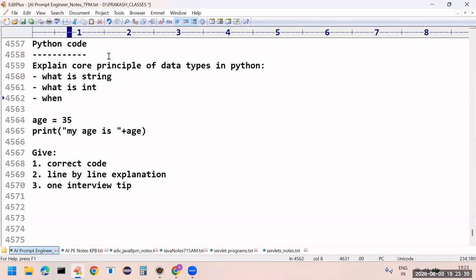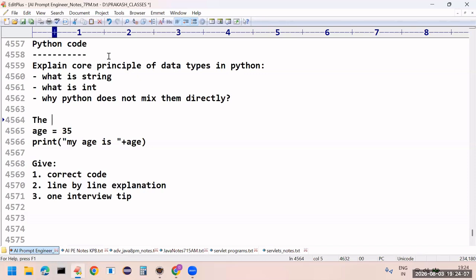Okay, sir. Otherwise, sir, why does Python not mix them directly? What is the reason? Can you please go back for the theoretical concepts? After this, then solve this error. Solve this error. Now what will happen?